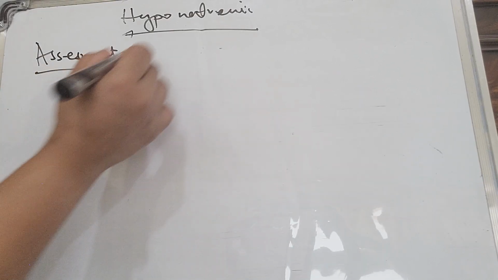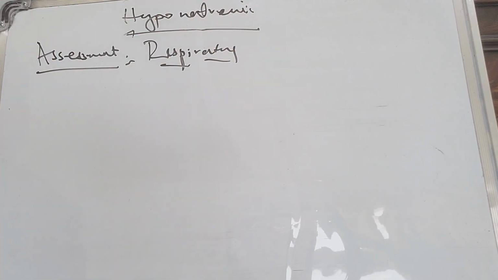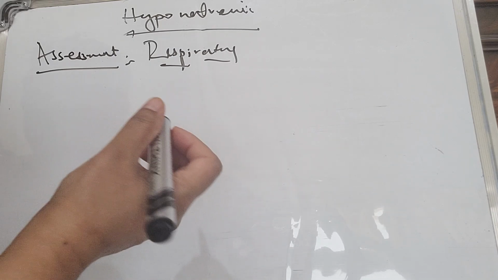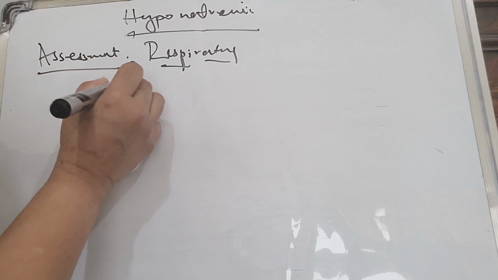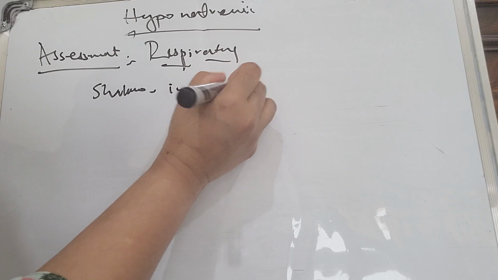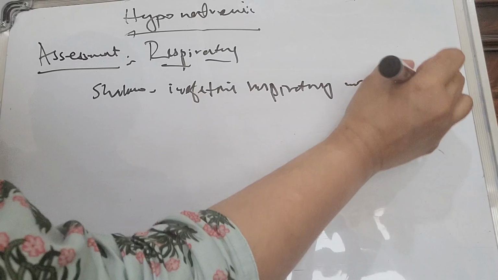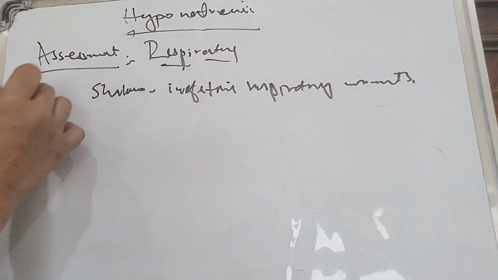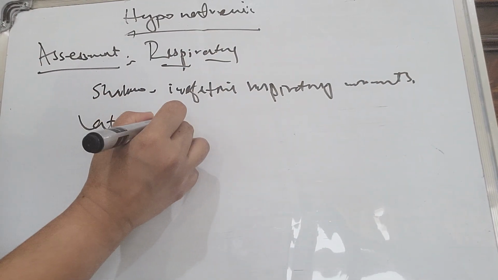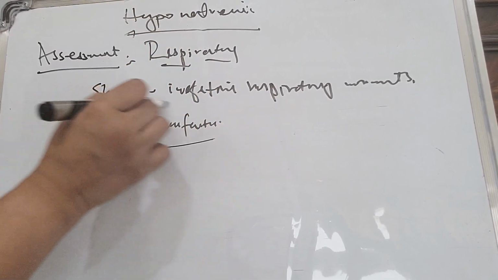If we talk about the respiratory system, how will the respiratory system be affected by hyponatremia? It depends on the weakness of the respiratory skeletal muscles. For example, the respiratory movements may be shallow and ineffective, and this is a late manifestation. If we see a patient with hyponatremia, all these manifestations are late.